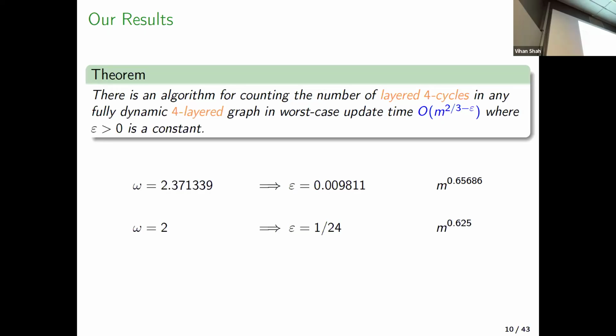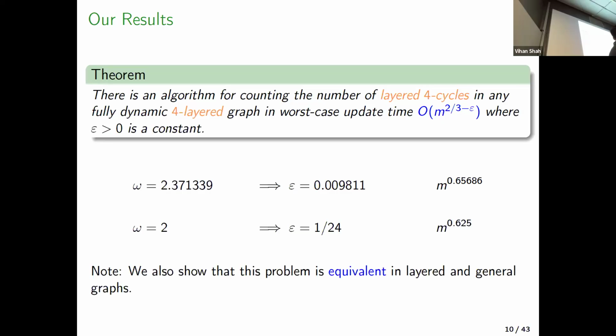So you make this 0.66 or 0.65. And with the optimal bounds on omega, we get epsilon is 1/24. So we get like a significant improvement in the second limit. So good. And we also show that this problem is equivalent in layered and general graphs, right? So we can just focus on layered graphs.